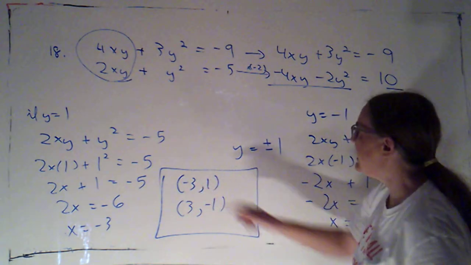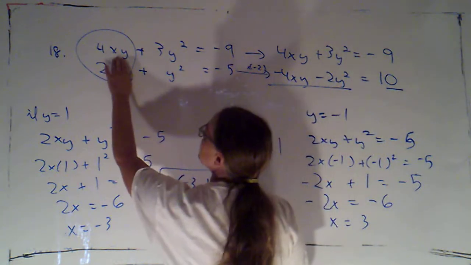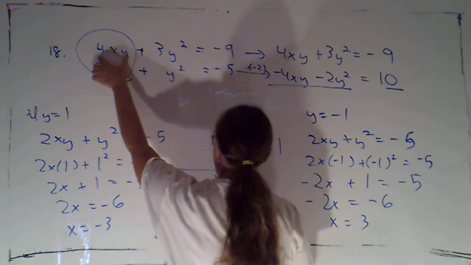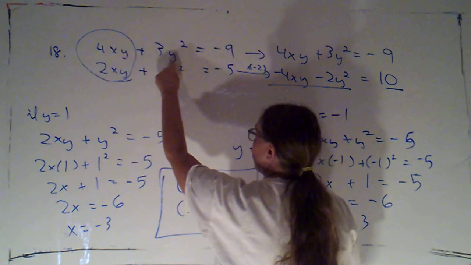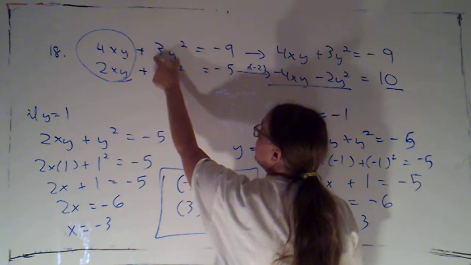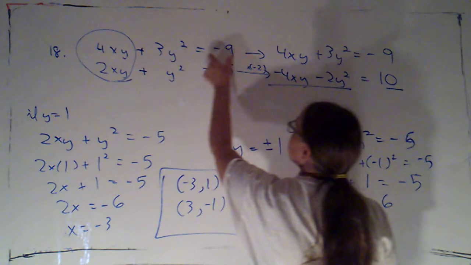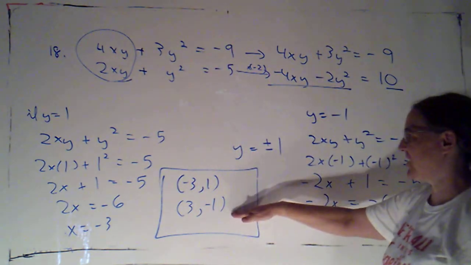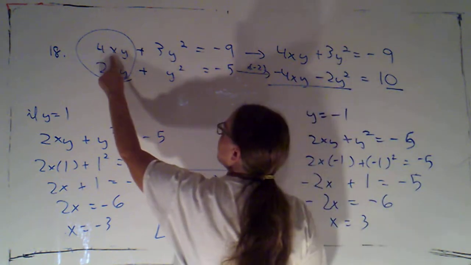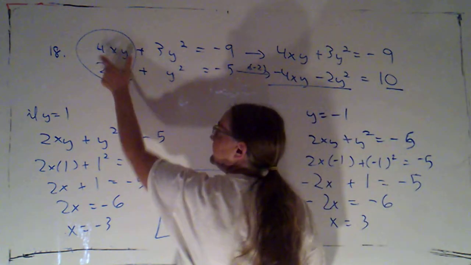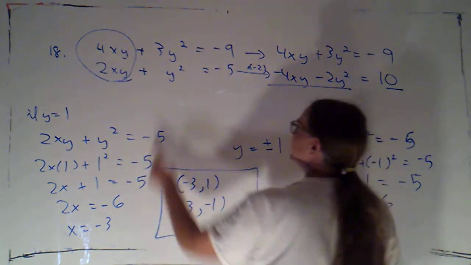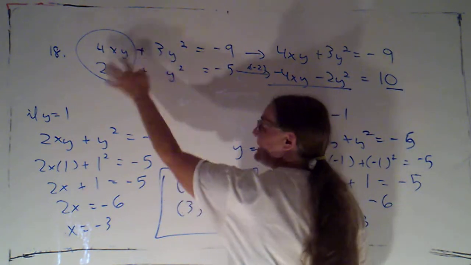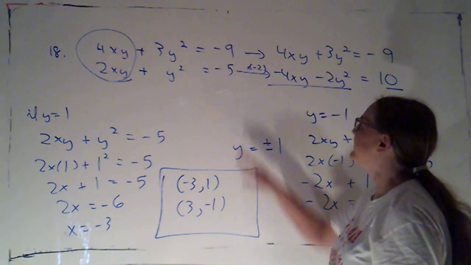So let's just see. If x is negative 3 and y is 1, that's going to be 4 times negative 3 times 1, negative 12. 1 squared is 1, so times 3 is 3. Negative 12 plus 3 is negative 9. This one checks. Let's check this one. 4 times 3 times negative 1, again, that's negative 12. Negative 1 squared is still just 1 times 3 is 3. Negative 12 plus 3 is still negative 9.